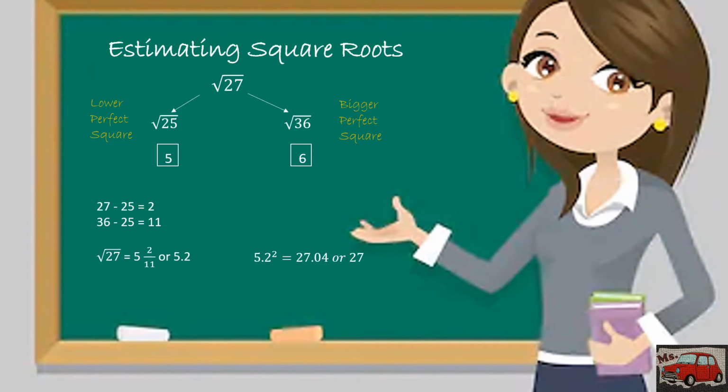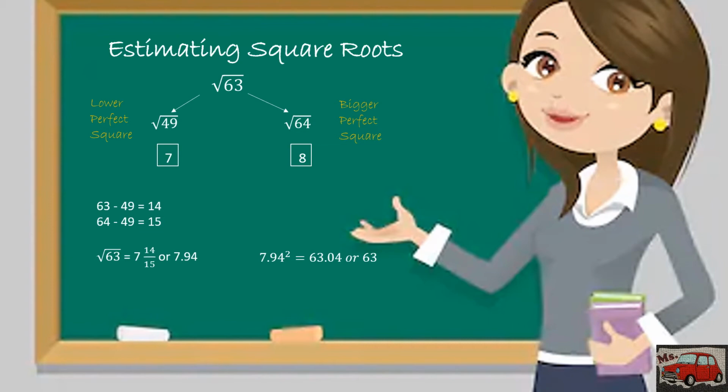Alright, so our assumption kanina na ang square root ng 27 is between 5 and 6 is correct because we got 5.2. If we want to check if our answer is correct, let's just square the answer or the root. So 5.2 squared is equals to 27.04 or 27, which is yung number that we're trying to get the estimated square root. Okay? Another example.